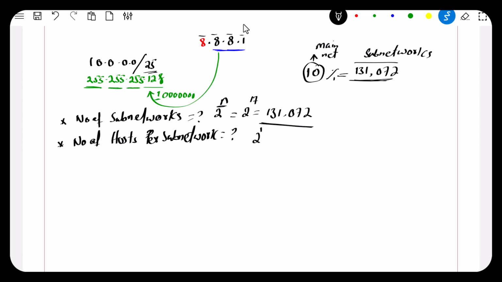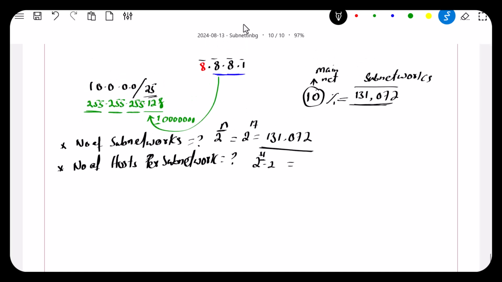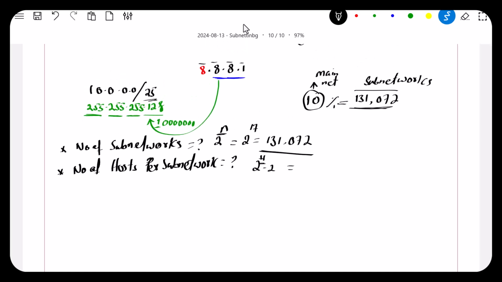It is 2 power h minus 2. What is the h value? See, my dears, already 25 bits are added to the prefix part. So what is the total number of bits? 32 minus 25 is equal to what? 7. So 7 bits are remaining for the host. So the h value will be 7. 2 power 7 minus 2 is equal to 126. 126 hosts will be there for each subnetwork.